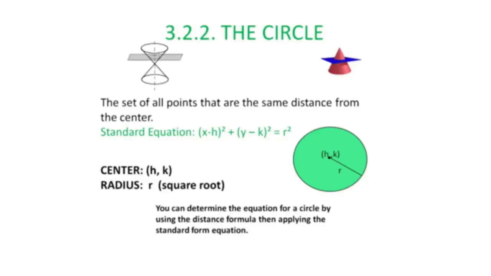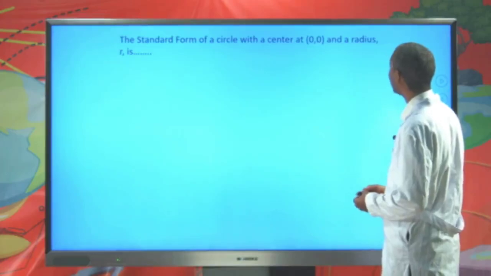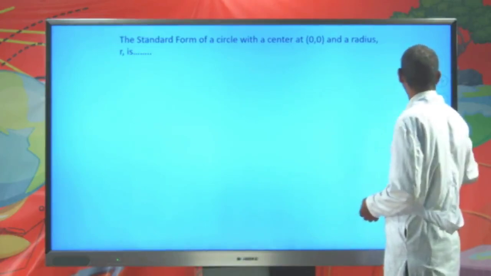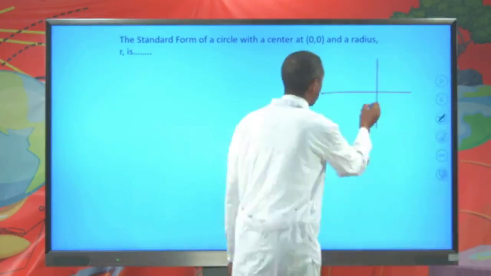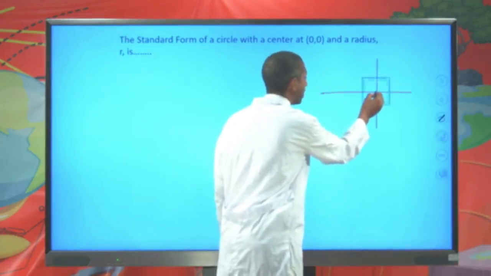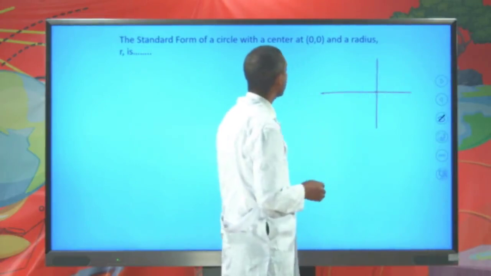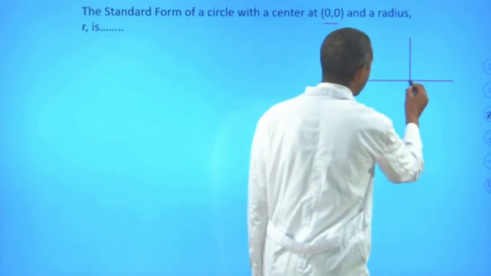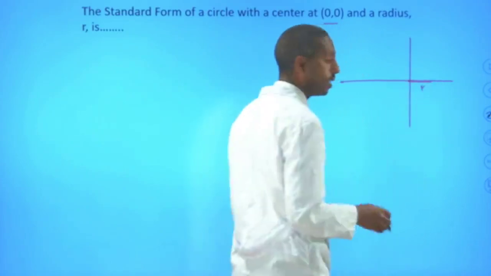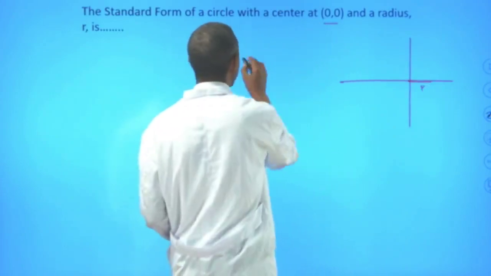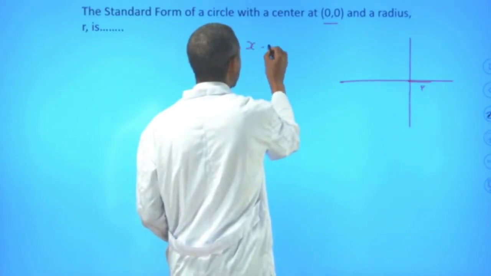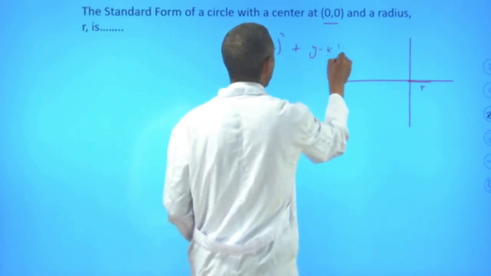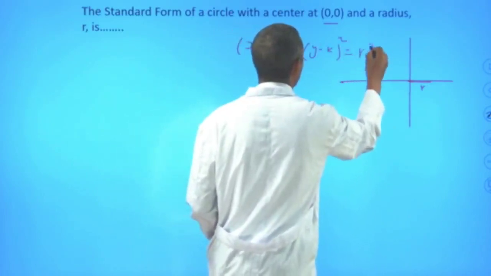Good. The standard form of a circle with center at (0, 0). So in this case, if we consider the coordinate plane, if the center of the circle is the origin, which is (0, 0), and we have a certain radius, let's call this r. If we know the center, we may rewrite the equation as (x minus h) squared plus (y minus k) squared is equal to r squared.